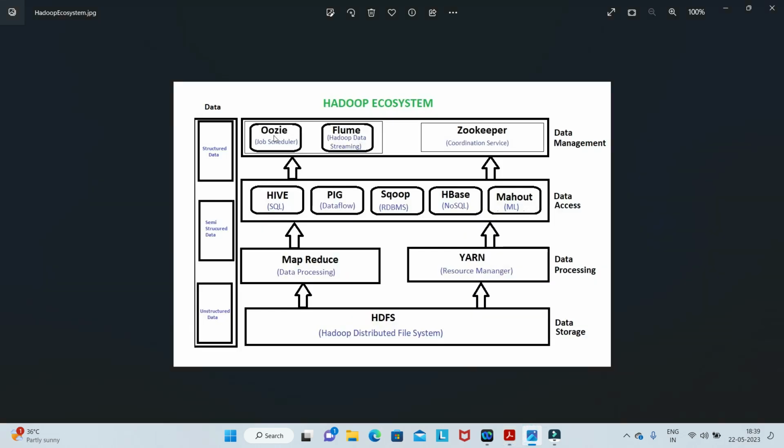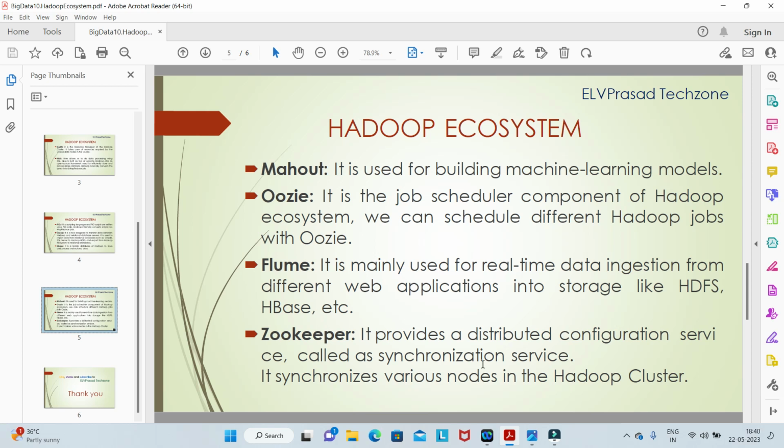Oozie is a job scheduler we can use inside the Hadoop ecosystem. And Flume we can use for the real-time data streaming. In the initial versions, we didn't have support for real-time data streaming, but with Flume, Hadoop got the scope to process real-time data, like from Twitter, which can be extracted into HDFS. And here Zookeeper is a coordination service, which is used in the Hadoop ecosystem, where it synchronizes various data nodes in the Hadoop cluster.